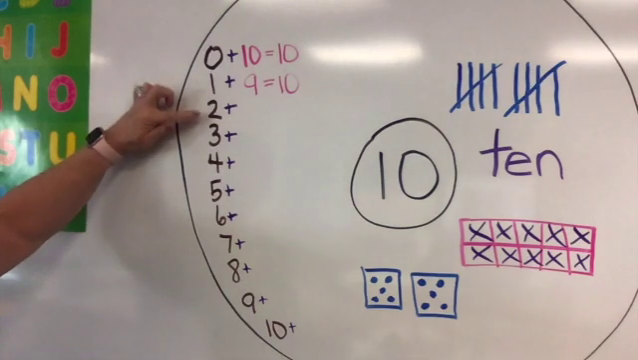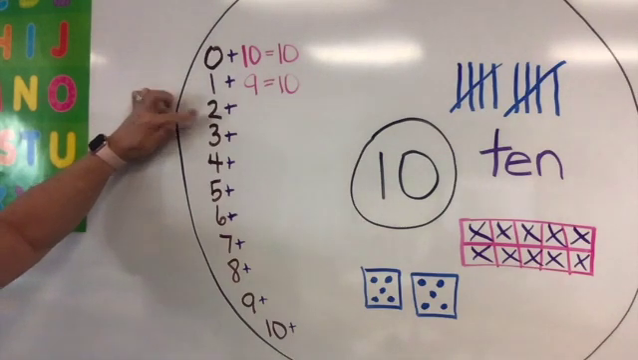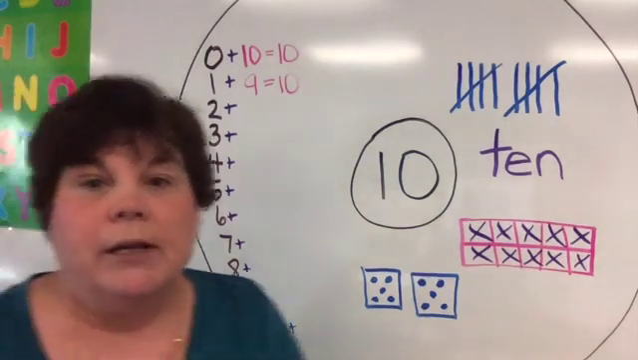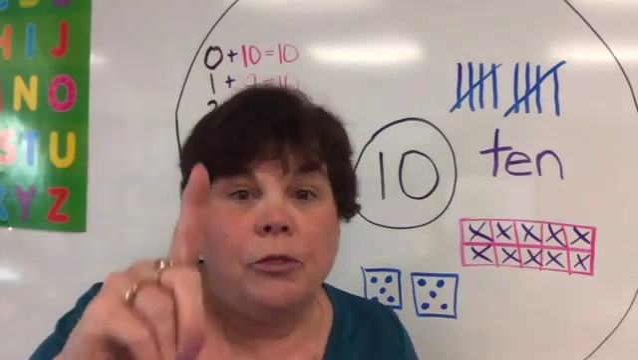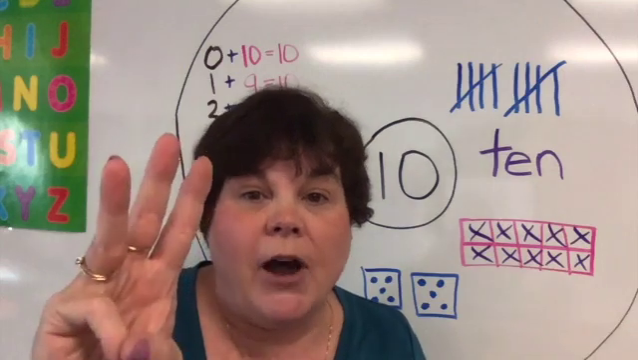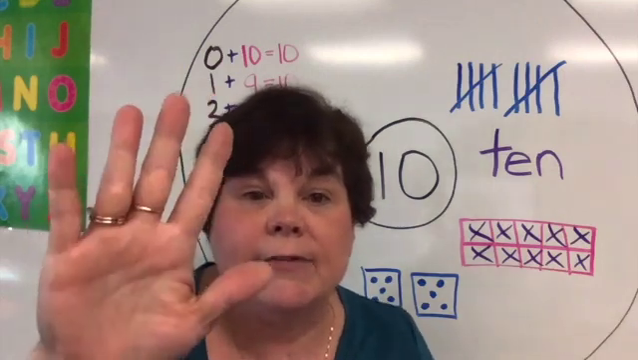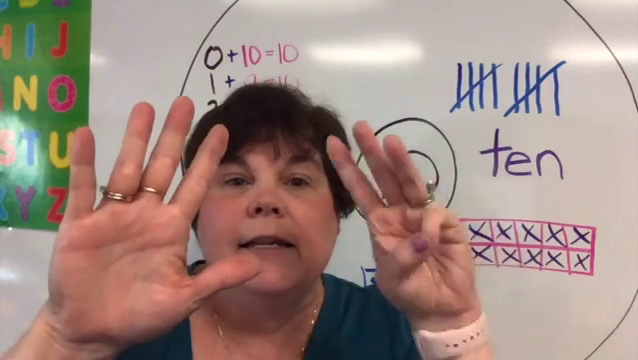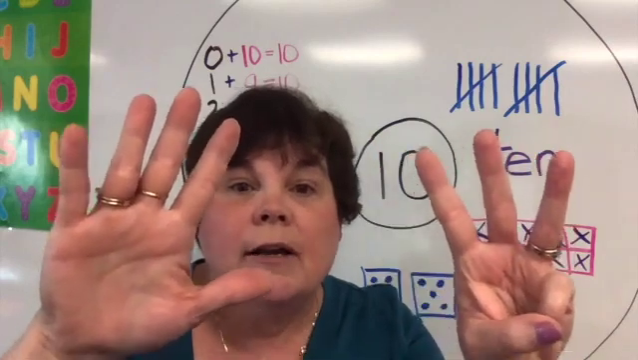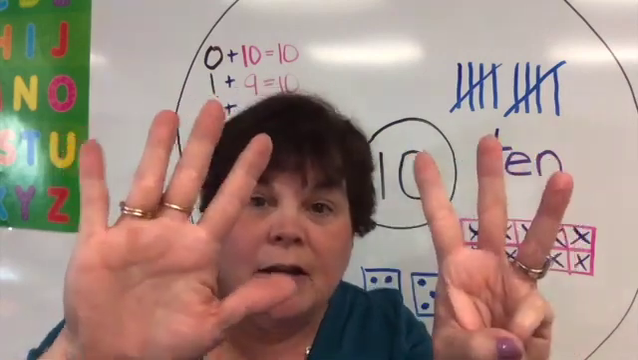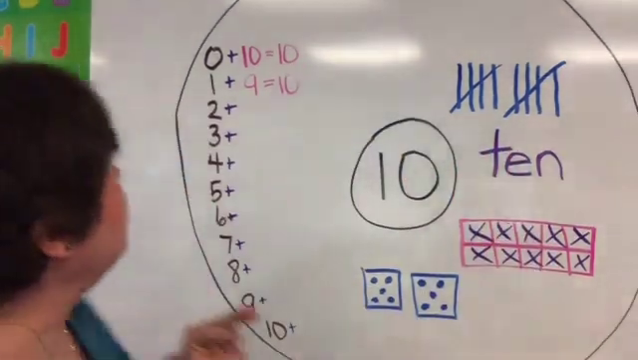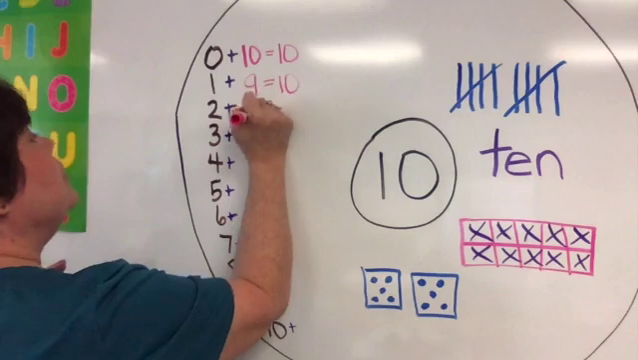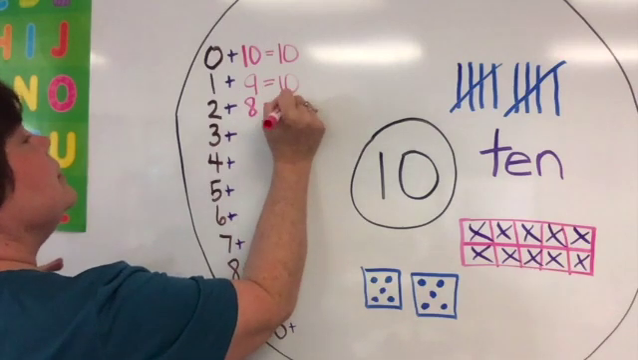Let's keep watching this. Now we want to find 2 plus something. So let's say we have 2. We're going to count on from 2. 2, 3, 4, 5, 6, 7, 8, 9, 10. So, how many more do we need? 1, 2, 3, 4, 5, 6, 7, 8. So we need 8. 2 plus 8 equals 10.